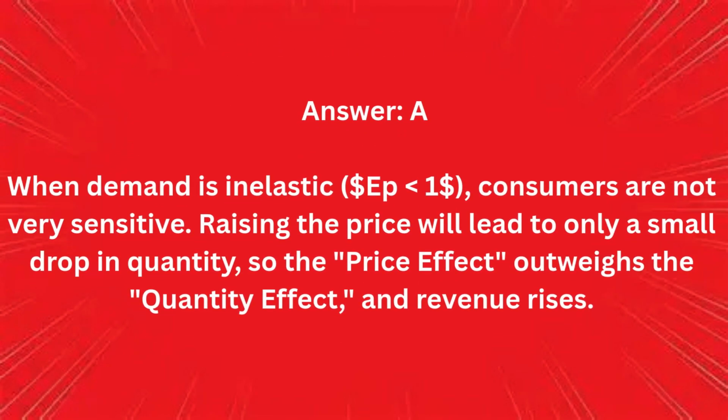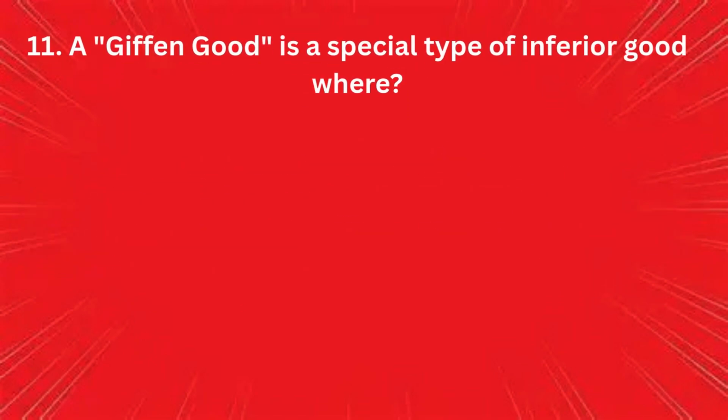Answer. When demand is inelastic, EP < 1, consumers are not very sensitive. Raising the price will lead to only a small drop in quantity, so the price effect outweighs the quantity effect and revenue rises. 11. A Giffen good is a special type of inferior good where A.